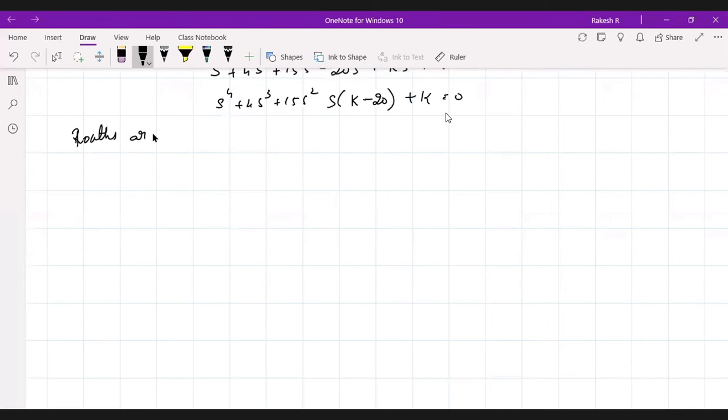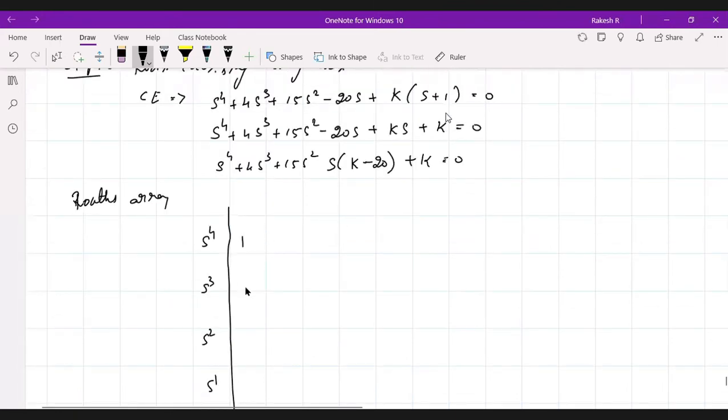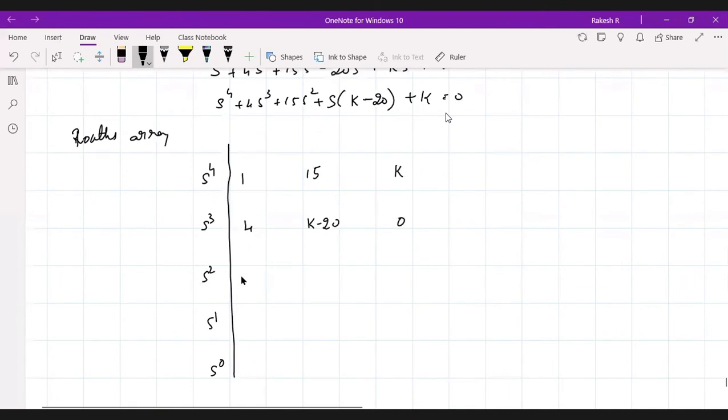Routh's array. To do that, I'll take s raised to 4, s cube, s square, s raised to 1, and s naught. The coefficient of s raised to 4 is 1, s cube is 4, s square is 15, then k minus 20, and this is k. Here it will be 0. So we need to find out this value.